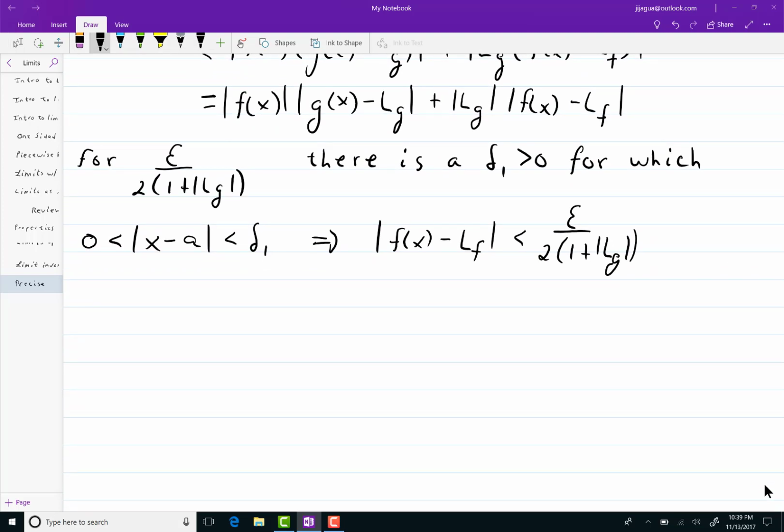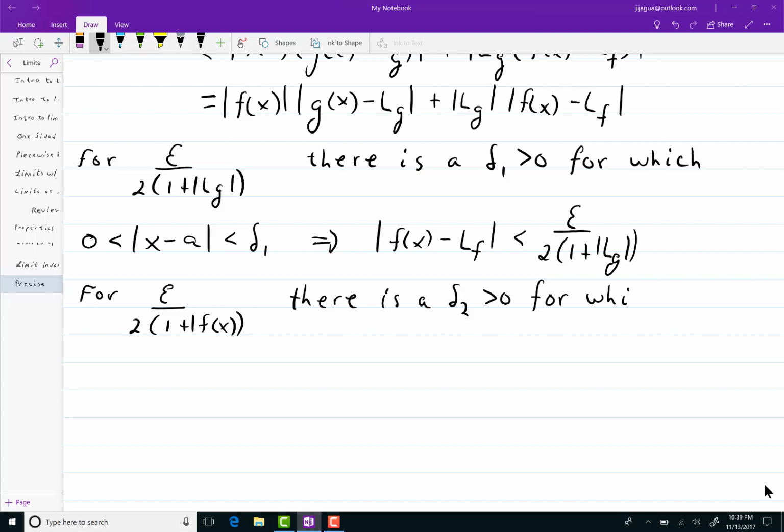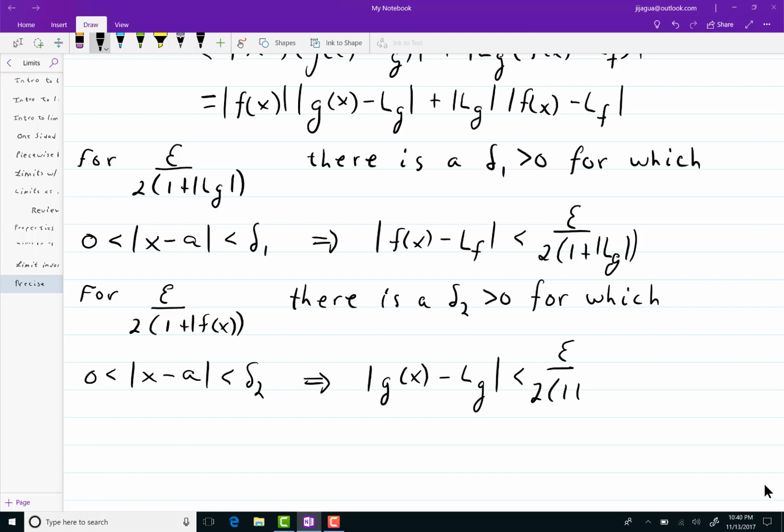Now, on the other hand, I'm looking over here now at this f of x, for epsilon over 2 times 1 plus the absolute value of f of x, there is a delta 2 greater than 0 for which 0 less than |x minus a| less than delta 2 implies that |g of x minus Lg| is less than epsilon over 2 times 1 plus absolute value of f of x.